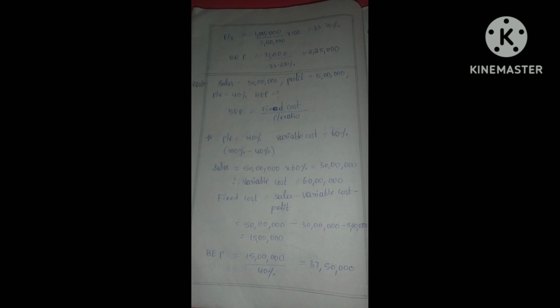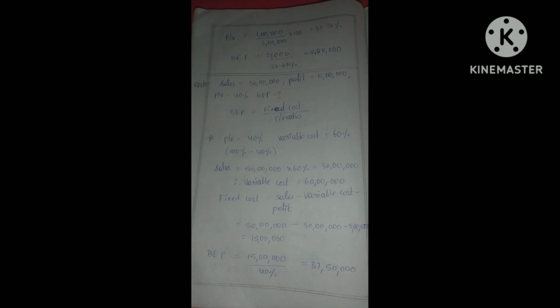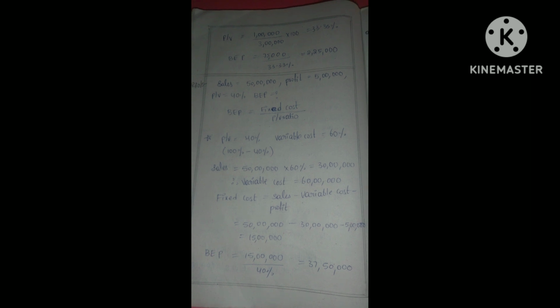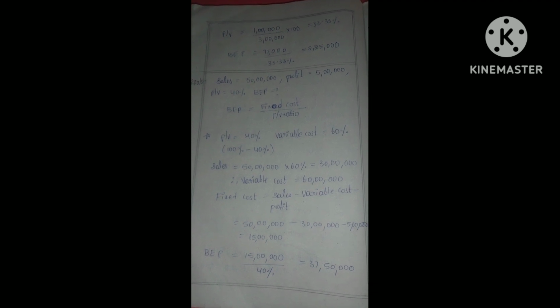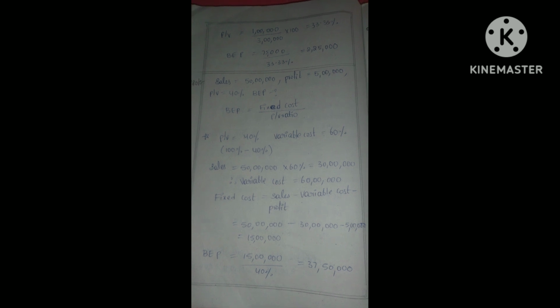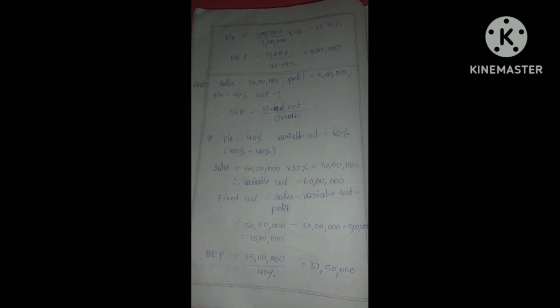So now we have to find out fixed cost. Fixed cost is equal to sales minus variable cost minus profit. So given sales is 50 lakhs minus variable cost is 30 lakhs minus 5 lakhs. By subtracting these three, we will get fixed cost amount, that is 15 lakhs. So now we have to find out BEP. That is equal to fixed cost by P by V ratio. So fixed cost is 15 lakhs, P by V ratio is 40%. By dividing both of them, that is 15 lakhs divided by 40%, we will get the BEP amount, that is 37 lakhs 50,000. I hope you guys understood this video.